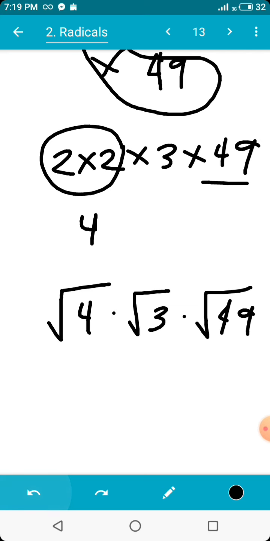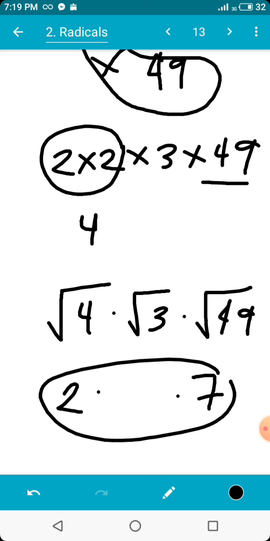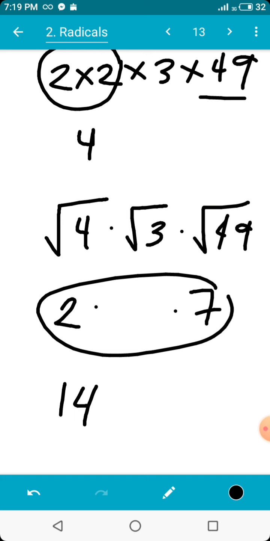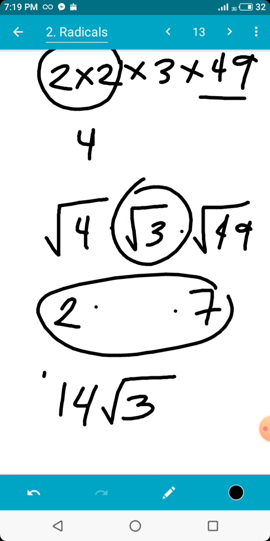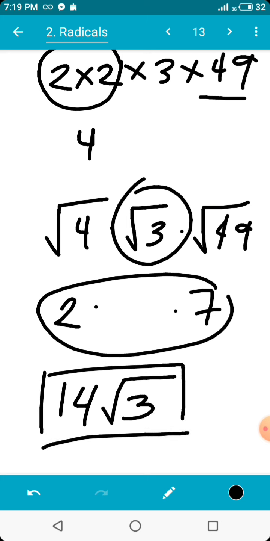Okay? So, in this case, kunin na natin yung square root ng 4, and that is 2. And then, yung square root ng 49 ay 7. Okay? So, we can multiply this na, and it will become 14. So, since ito ay hindi naman perfect square, so we can just write it as square root of 3. So, this is how we simplify square root of 588. And that is 14 square root of 3.